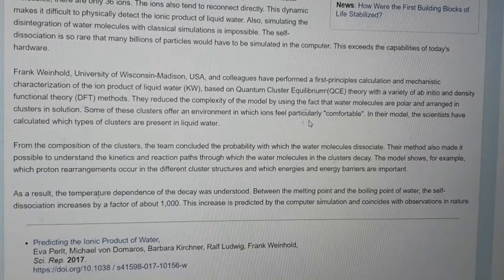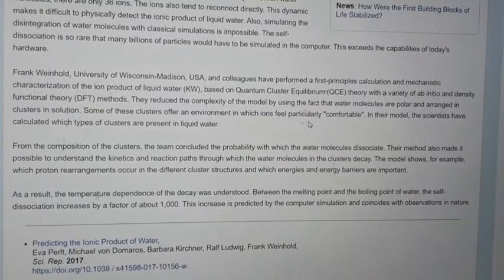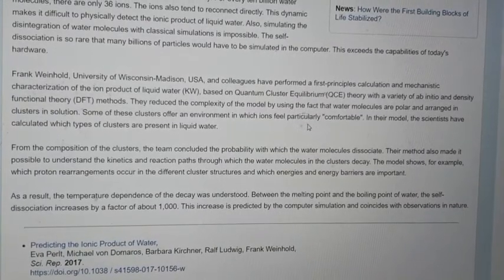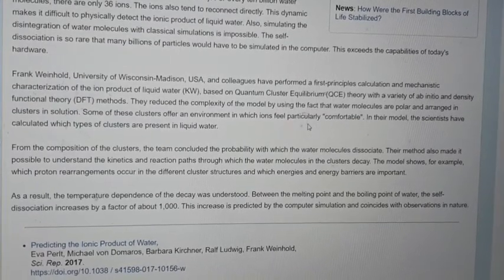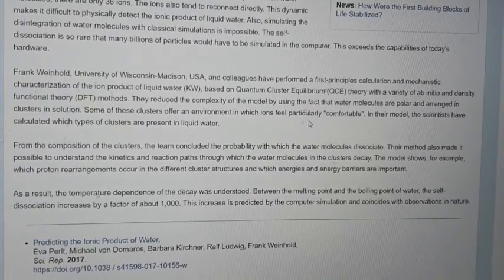They reduce the complexity of the model by using the fact that, okay, so you don't need to know what's before, but what's next is quite important, using the fact that water molecules are polar and arranged in clusters in solution. So those are the two main parts. One is that it's polar, and number 2, it is arranged in clusters in solution. Some of these clusters offer an environment in which ions feel particularly comfortable.